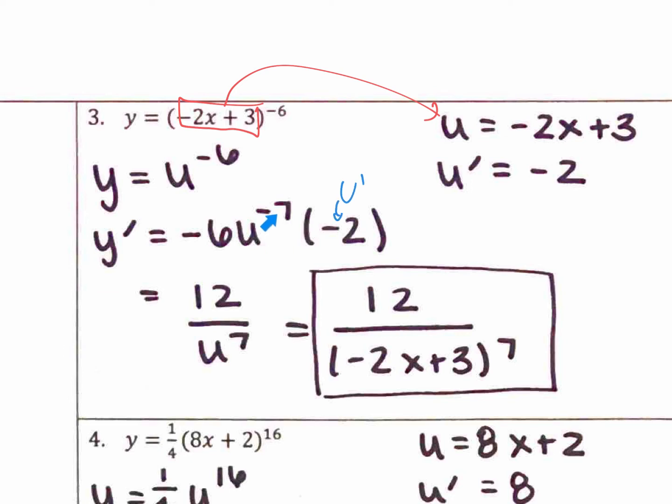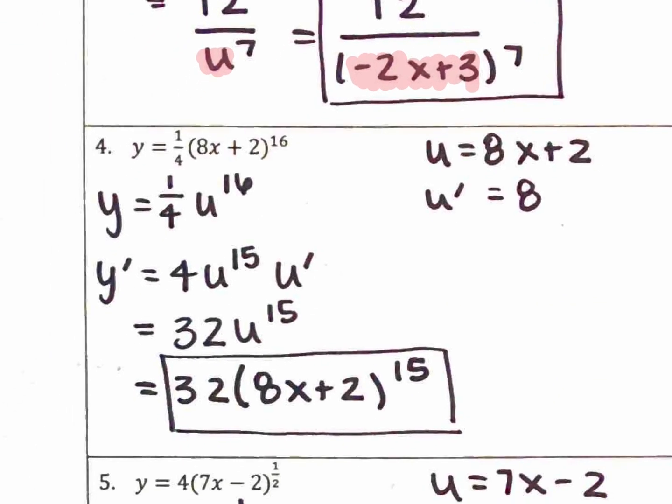We're typically not huge fans of negative exponents, so we move that down to the bottom of this fraction to become a positive exponent. And then we've got a negative 6 times a negative 2 to give us a positive 12. Then the last step is just swap out u for whatever our inside function rule was, negative 2x plus 3, and we're good to go.